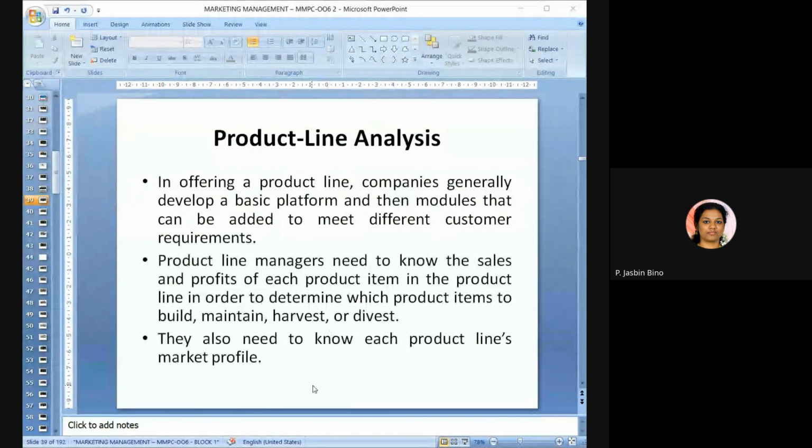Next one is product line analysis. Normally, in offering a product line, companies will be developing the basic platform and then modules that can be added to meet the different requirements of the customers. Product line managers, first, have to know the sales and profits of each product item in the product line. Then only will they be able to determine which product item they have to build, maintain, and harvest. They also need to know each product line's market profile, so the product line manager should be very much aware of these things.